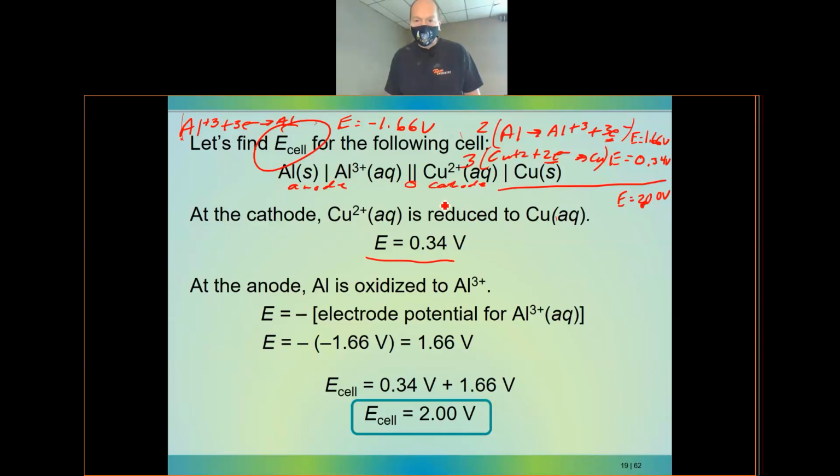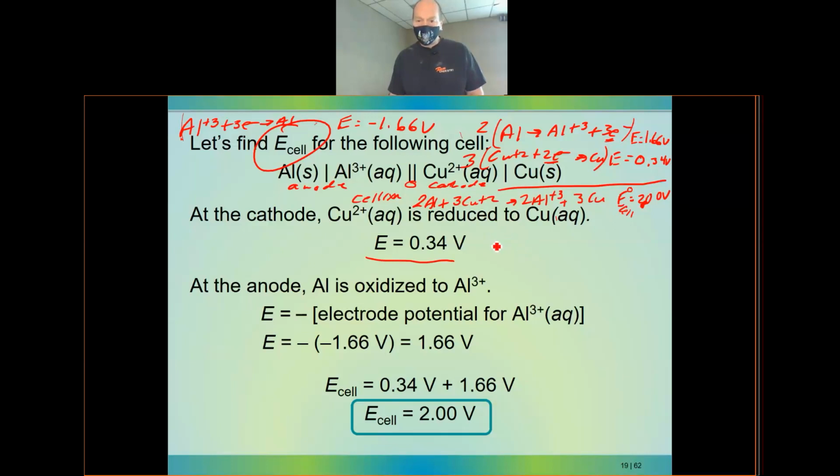And when you bring that down, you have 2 Al solid plus 3 Cu 2+ yields 2 Al 3+ and 3 Cu solid. So that is your overall cell reaction. So here is your cell reaction, and this is your E cell. This is the E naught cell for this reaction.